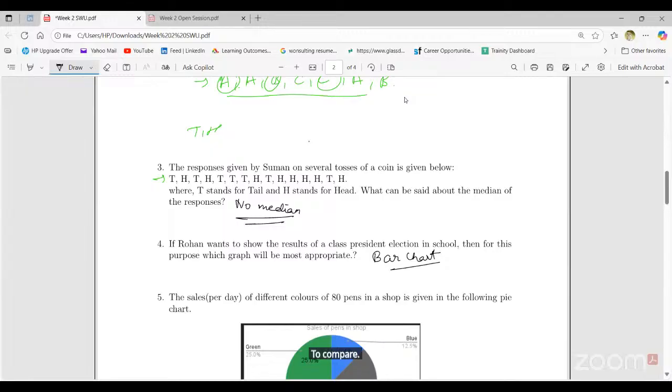And when do we use the bar chart? When we just want to know the share of the votes. Correct. Share or percentage or something, then we use the pie chart. Okay. Now, the next question.